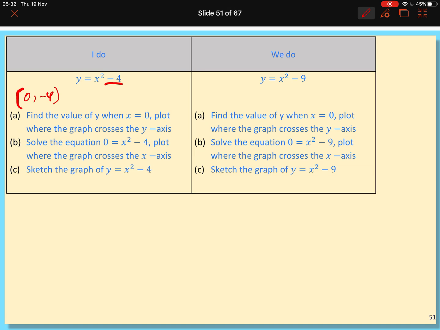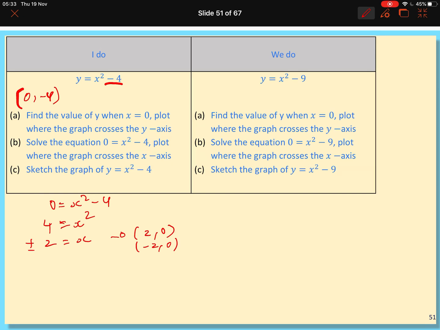And it says B, solve the equation when 0 equals x squared minus 4. So I'm going to do just that, and I'm going to make x the subject of this equation. So I'm going to add 4 to both sides, and then I'm going to square root both sides. So x equals plus or minus 2. The reason why is because -2 times -2 does in fact equal 4, and obviously 2 times 2 equals 4. So there's two possible answers. So as a coordinate, we have two coordinates, and that will be written as 2, 0 and -2, 0.